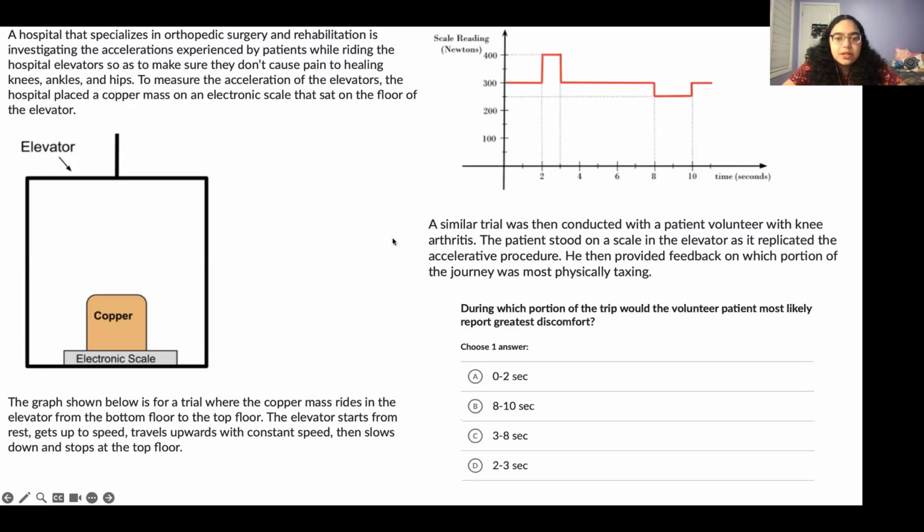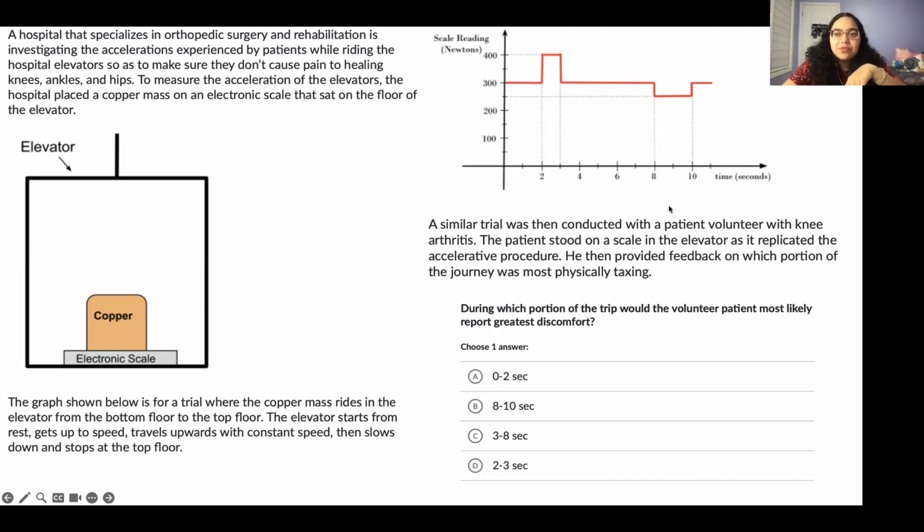And then the last one, the portion of the trip where they'd feel the greatest discomfort is when it's the highest force that they're experiencing. So it'd be when the normal force is the greatest, and that would be when the acceleration is the greatest in the upward direction, and that's the 2 to 3 second time period.